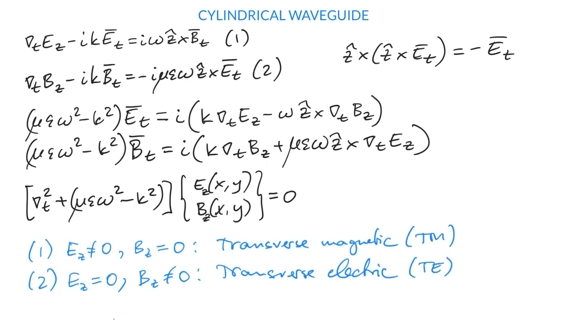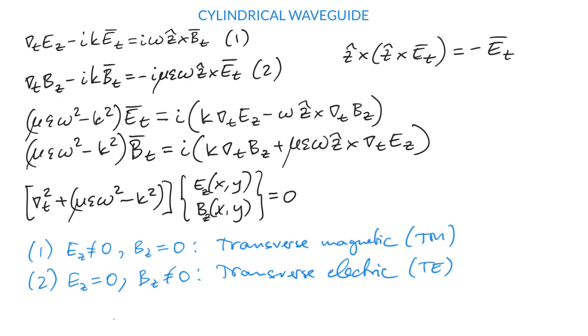To find those solutions, one starts with a wave equation, either for E sub z or B sub z. There are different boundary conditions corresponding to them, and the solution of this equation gives us an eigenvalue problem. Once we find E sub z or B sub z, we can substitute them in this equation. So for the TM modes, you substitute E sub z. For the TE modes, you find B sub z, substitute here, and find the transverse fields.